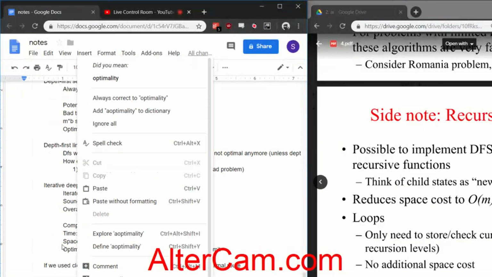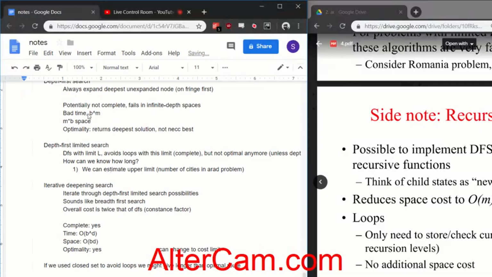The homework you can do either way. I'll talk about that more on Friday when I actually talk about the homework. But I just wanted to talk about some of these particular features.